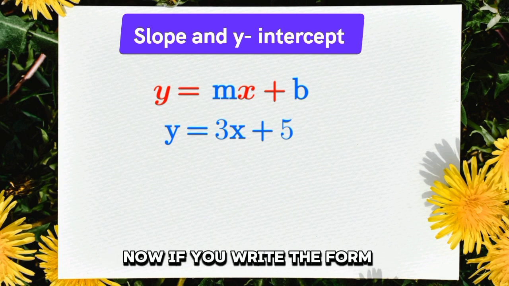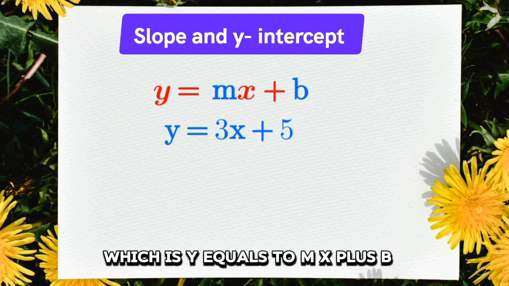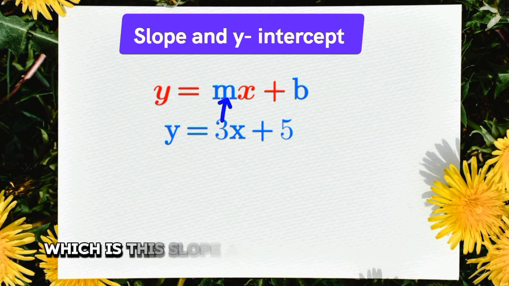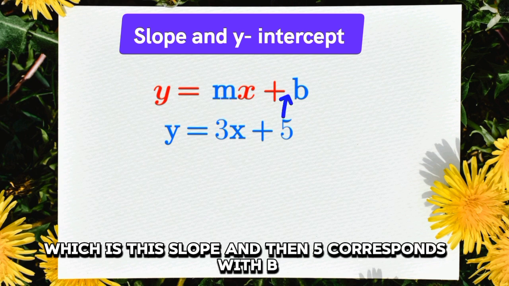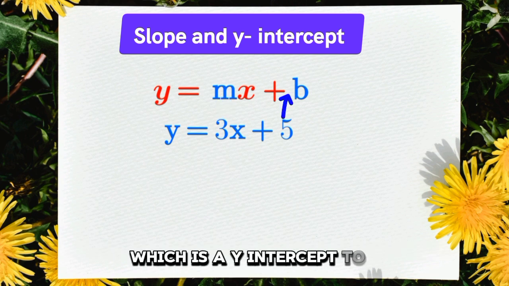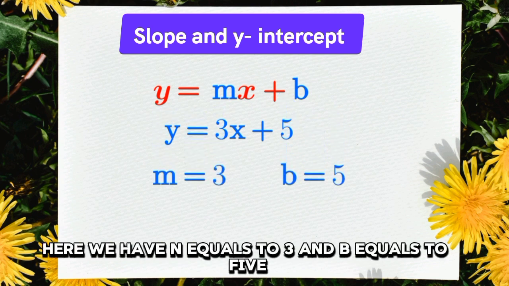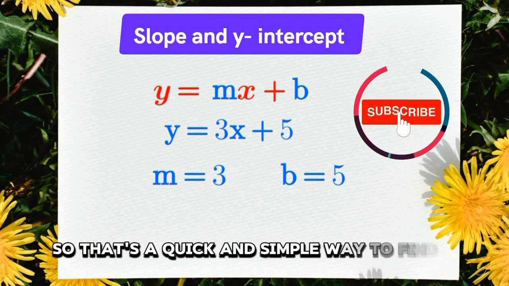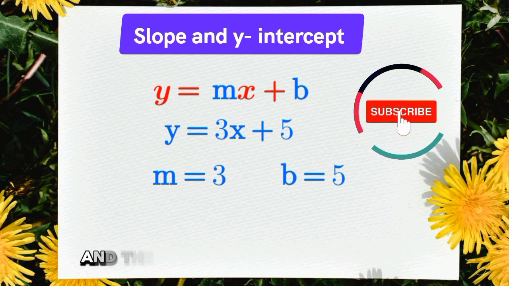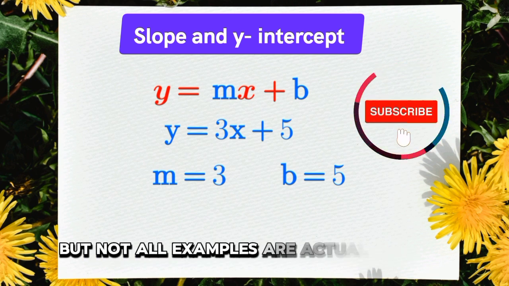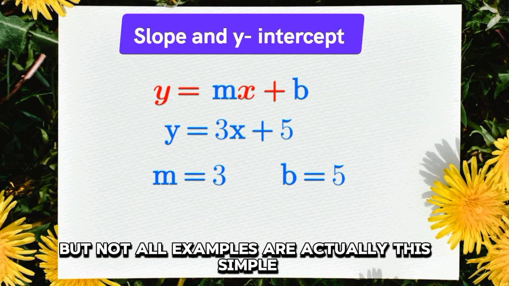Now if you write the form, which is y equals mx plus b, you see that 3 here corresponds with m, which is the slope, and 5 corresponds with b, which is the y-intercept. So here we have m equals 3 and b equals 5. So that is a quick and simple way to find the slope and the y-intercept of an equation. But not all examples are actually this simple.